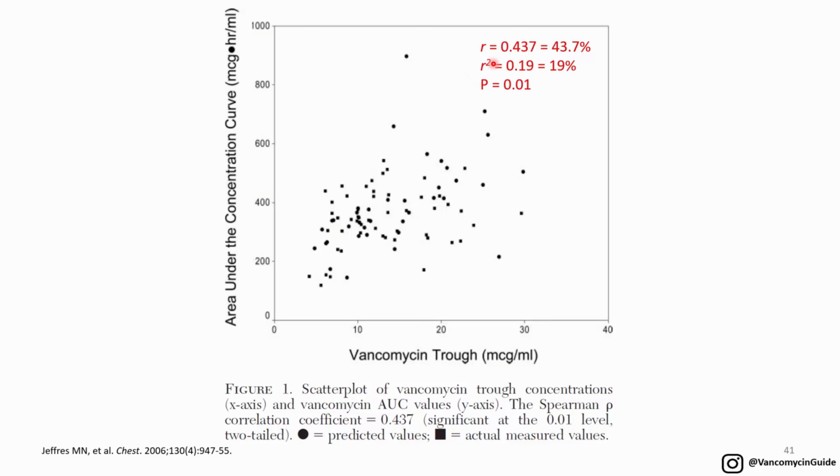And if you get the coefficient of determination, which is R squared, it is only 19%. So that means only 19% of variation in AUC is determined by trough. And the p-value for it was significant. So they said there's a significant correlation between trough and AUC. But nevertheless, it's not a very good correlation because it's less than 50%.